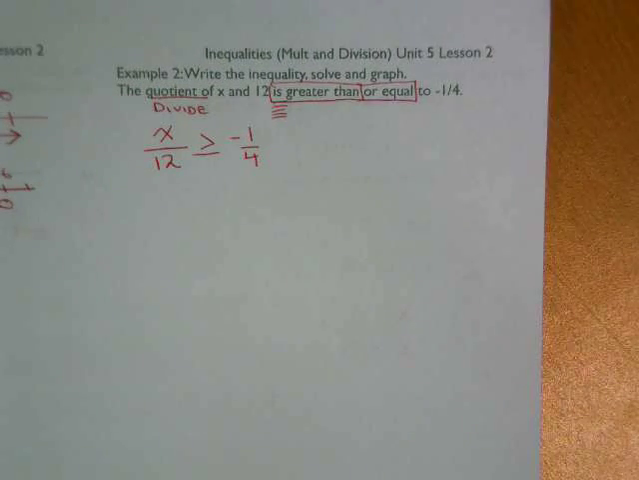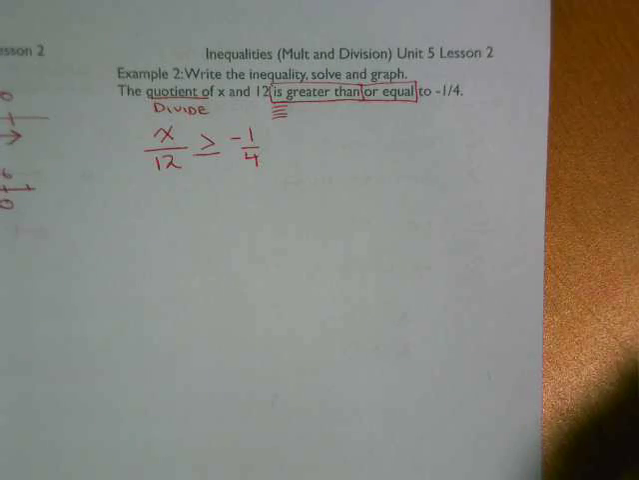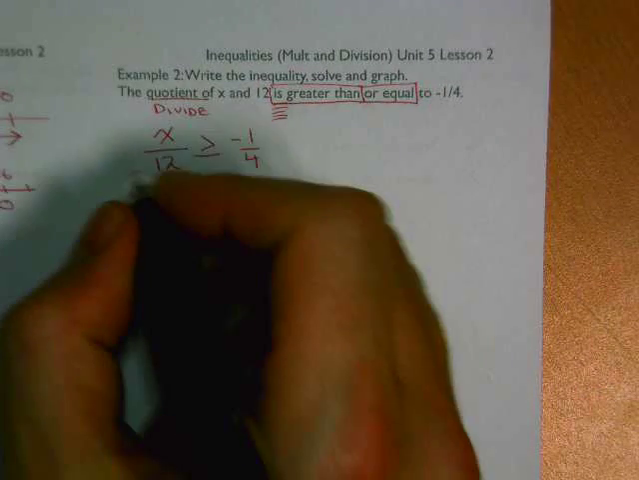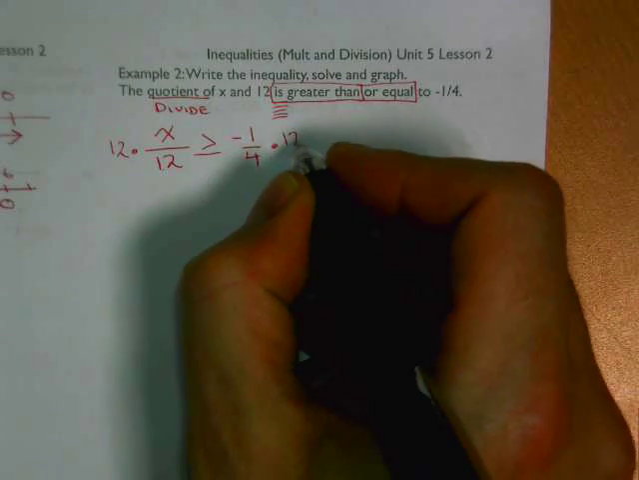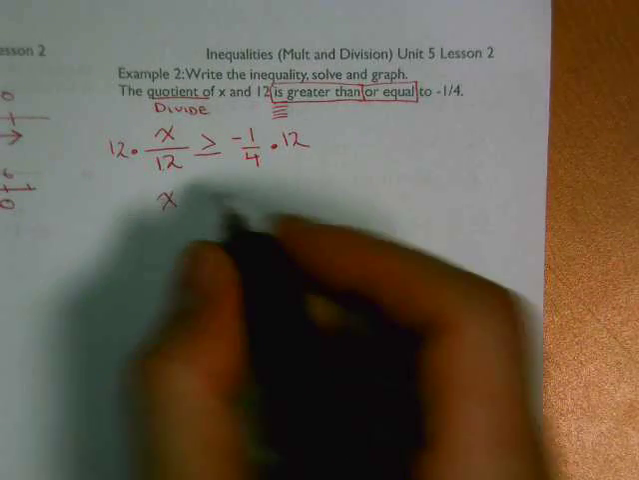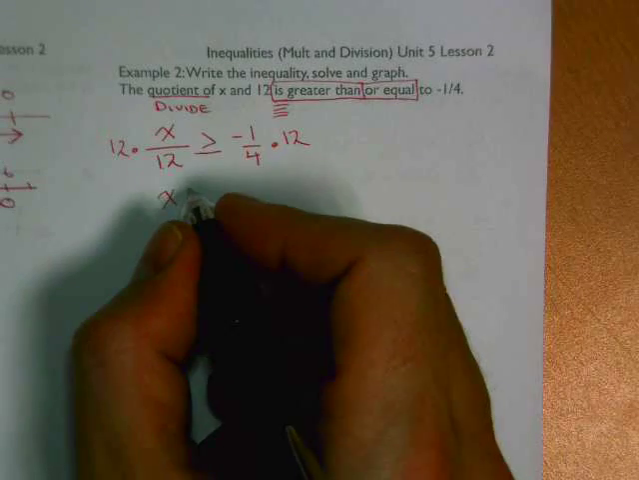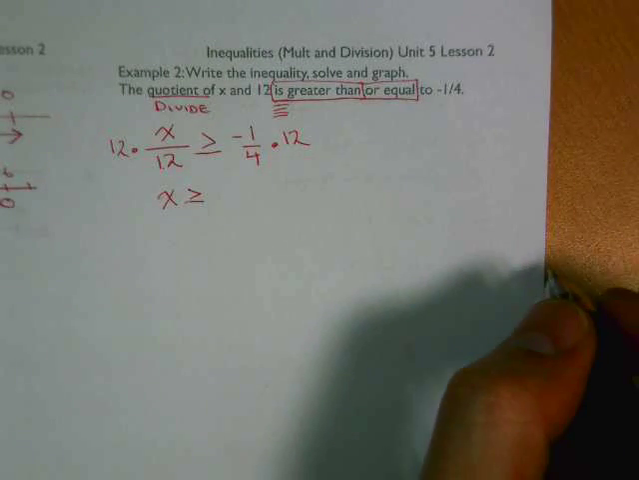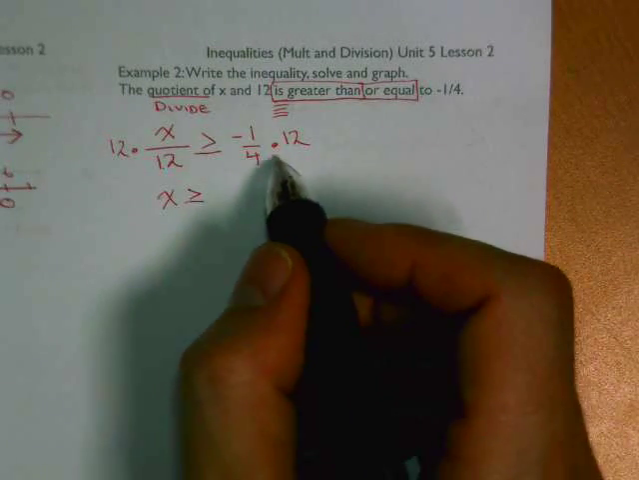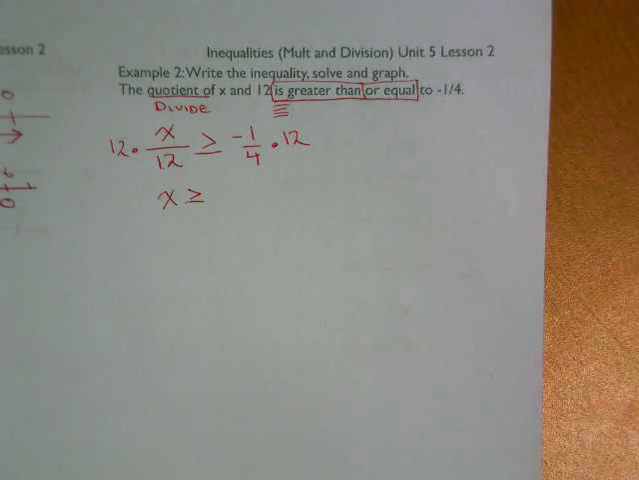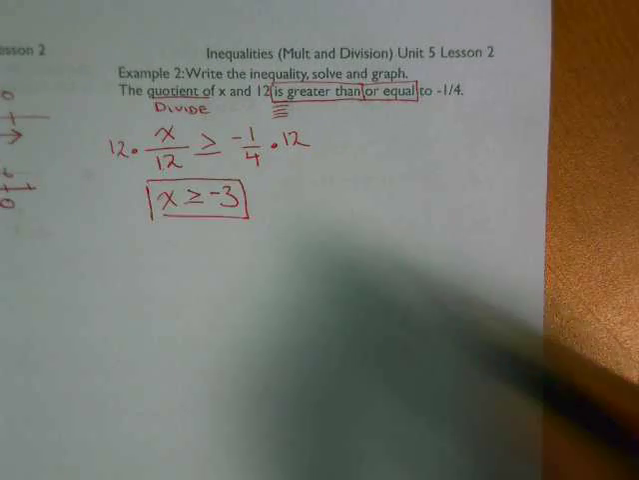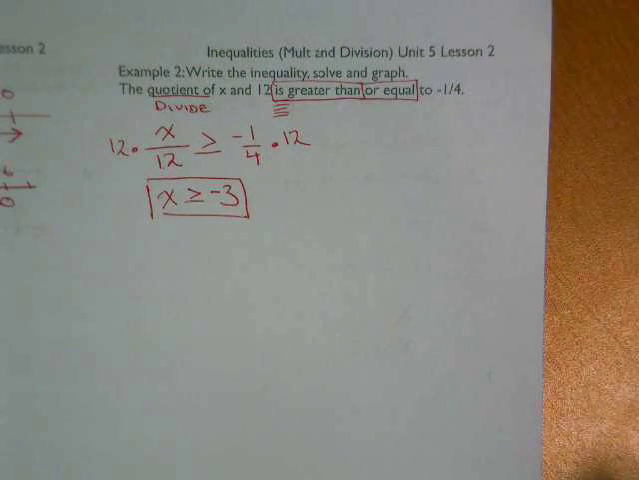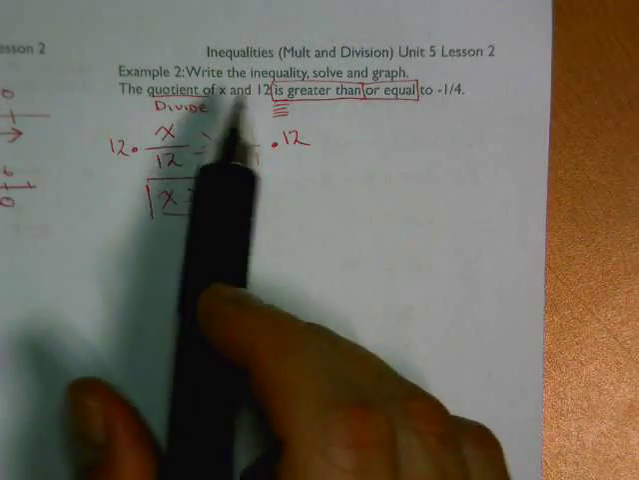Okay? All right, well, first thing, once we've written it, we need to solve it. The opposite of division is multiplication. So I multiply both sides by 12. And now I wind up with x. Because I'm multiplying by a positive, I'm going to keep the inequality sign the same. And then 1/4 of 12 is 3. So negative 1/4 of 12 would be negative 3. There's my solution.